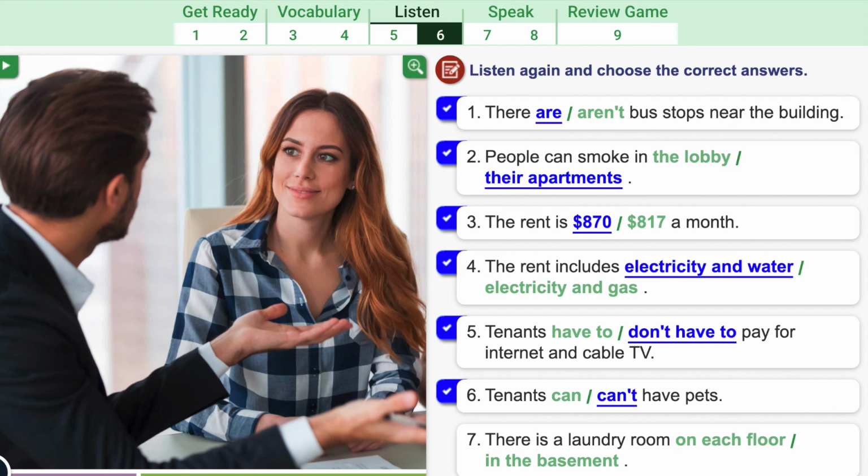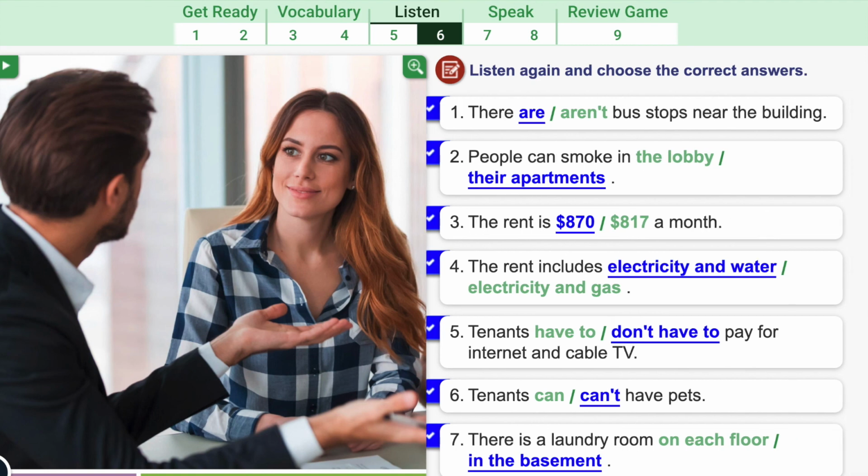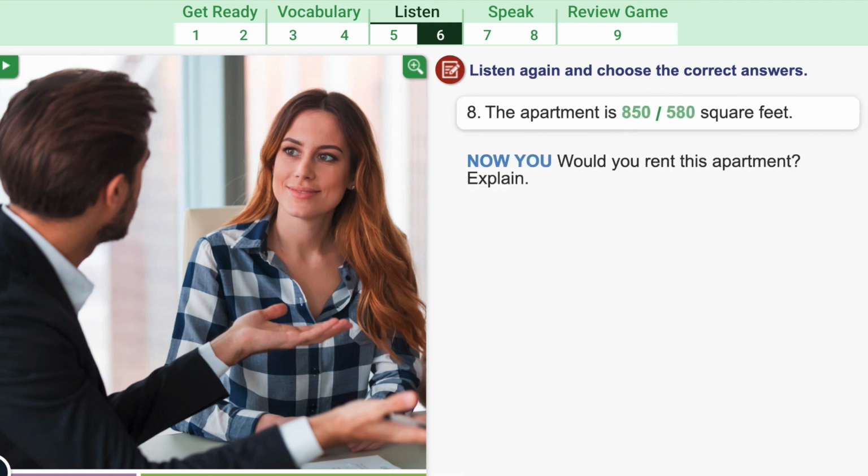And then finally, question number 7, there is a laundry room on each floor or in the basement. Do you remember? In this case, it's in the basement. Our last question, do you remember? Was it 850 square feet or 580? Yes, it was 850 square feet. A good size.